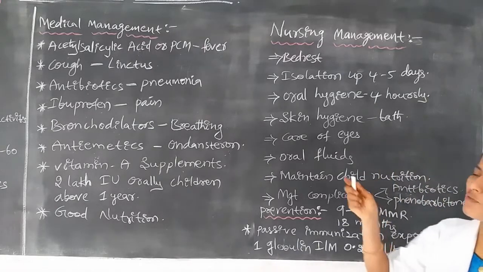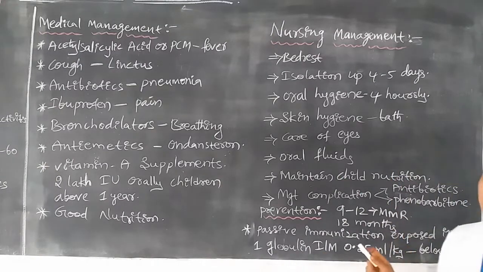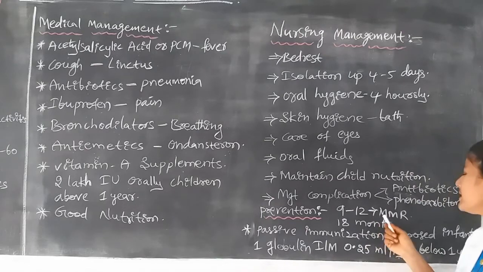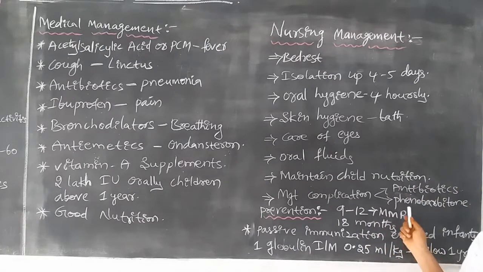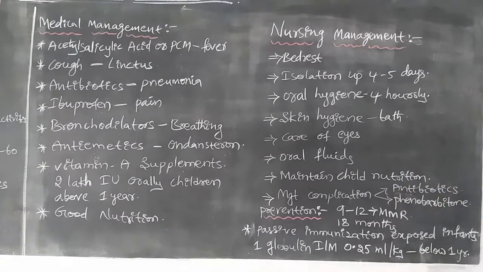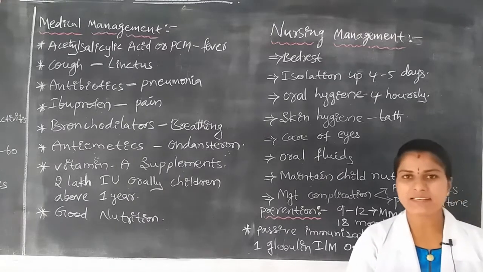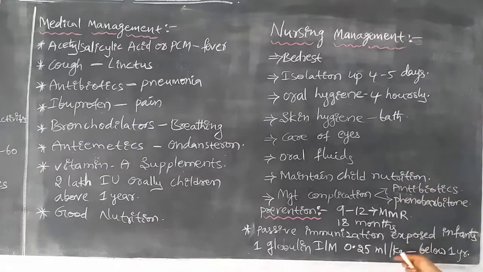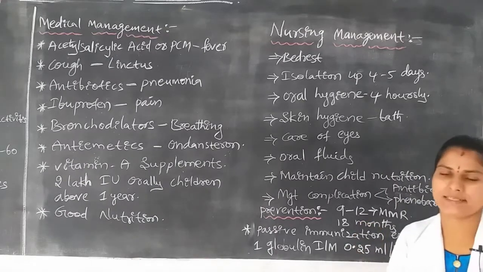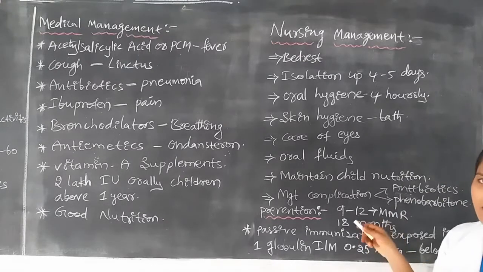For prevention of measles, we have to give the MMR vaccine: measles, mumps, rubella. We administer the MMR vaccine at 9 to 12 months of age. Again, the revaccination is at 18 months of age, the second dose.